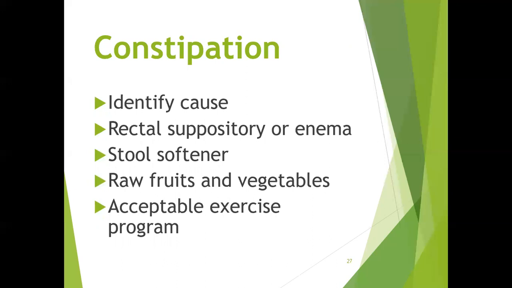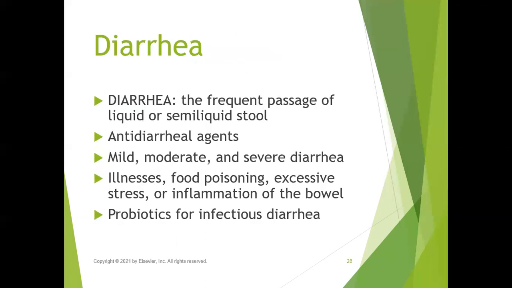Constipation. What are we going to do? We're going to figure out why the patient's constipated. Identify the cause. We may give a rectal suppository or an enema. We may also give a stool softener. We can encourage raw fruits and vegetables, and we can implement an acceptable exercise program so that we can prevent the constipation. Remember, when your body stops moving, so do your bowels. And when your body starts moving, so do your bowels. Your motility and mobility are very much interrelated.